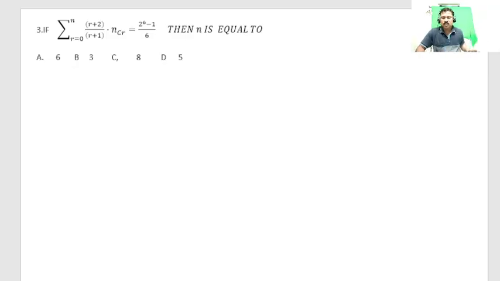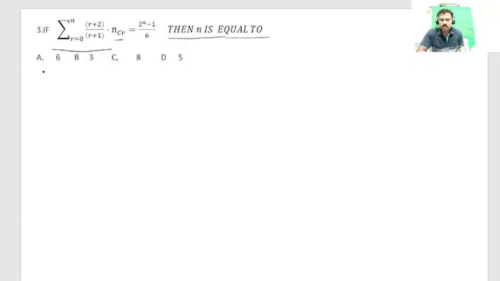Here, if sigma r equals to 0 to n, sigma r equals to 0 to n, r plus 1 divided by r minus 1, here nCr equals to 2 to the power 6 minus 1 by 6, then n is equal to which of the following values?